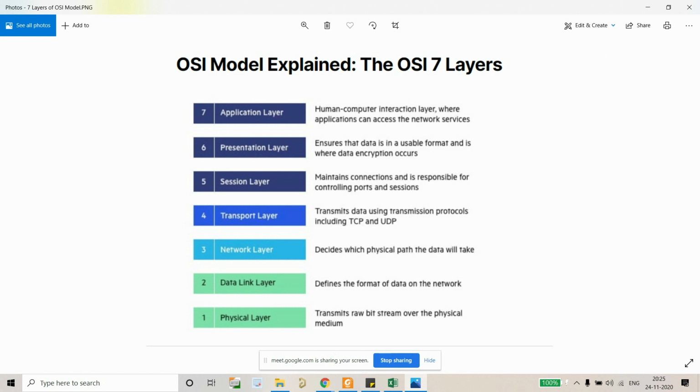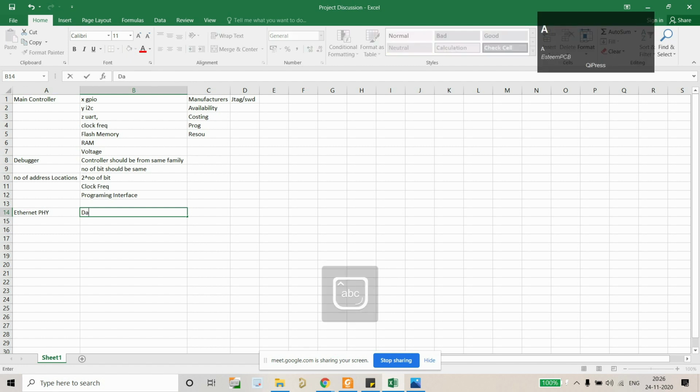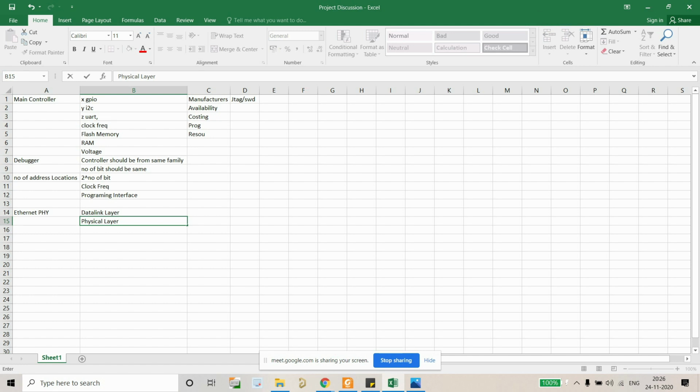In our case, only two layers are very important. The first one is the data link layer. I'll just note it down here, as we are discussing the third parameter. So in our case, two layers are very important: one is the data link layer and another is the physical layer. Now we will see what the components or hardware on these layers are.